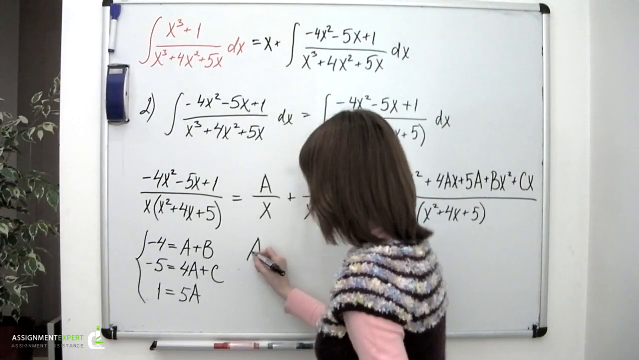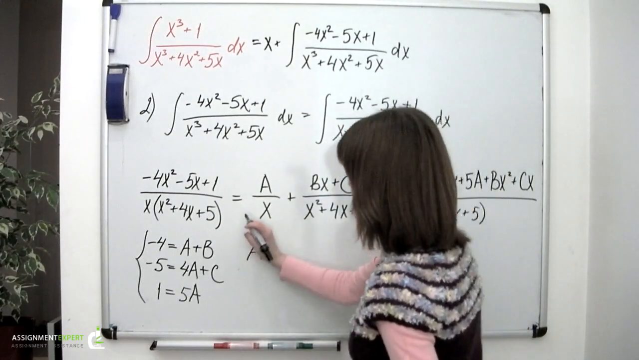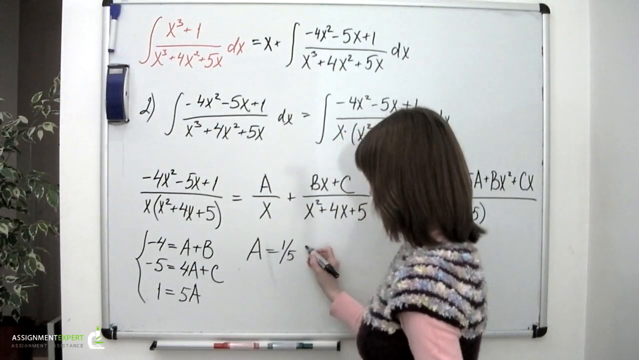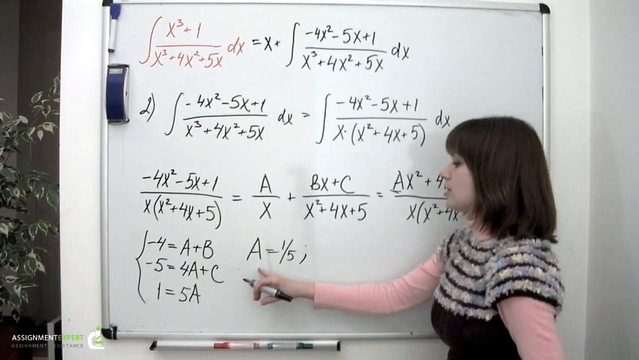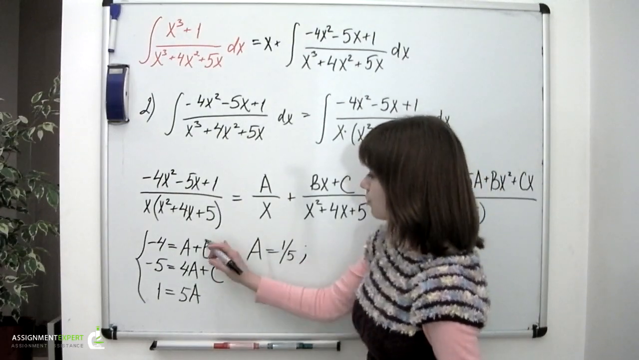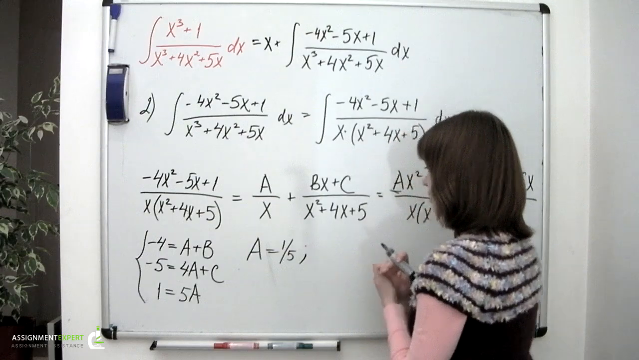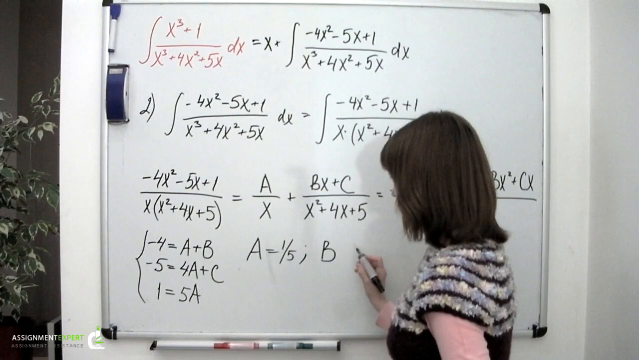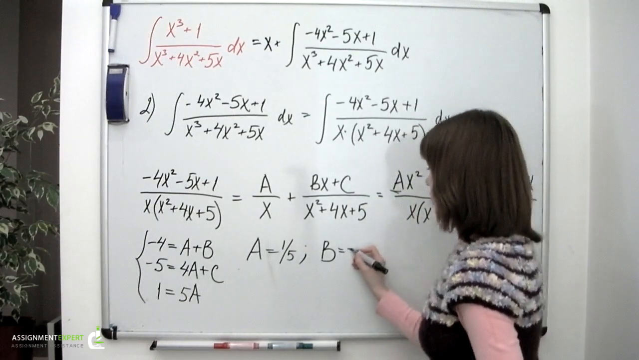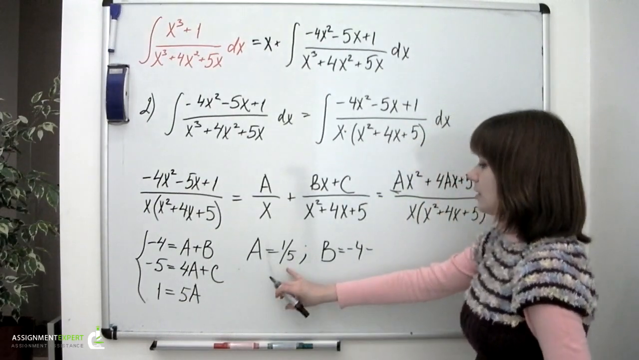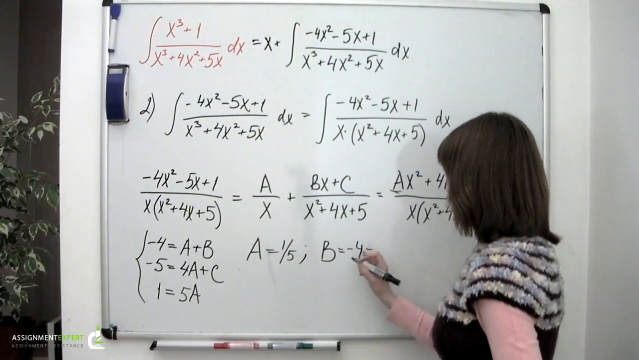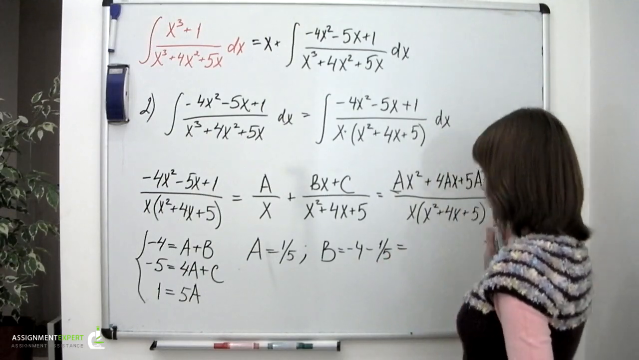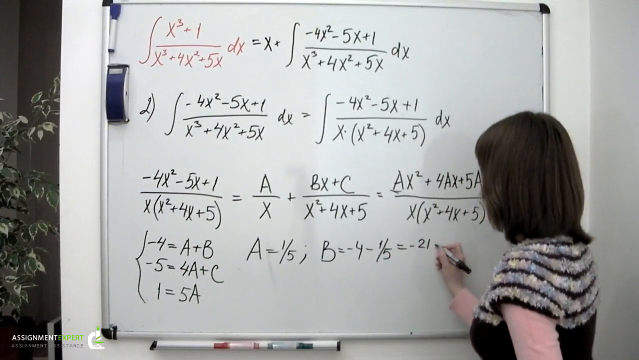So first comes a. a is equal to 1/5. Then we can substitute this value into one of these equations and obtain b and c. So we have b is equal to negative 4 minus a, and a equals 1/5. So we have negative 4 minus 1/5, which is equal to negative 21/5.